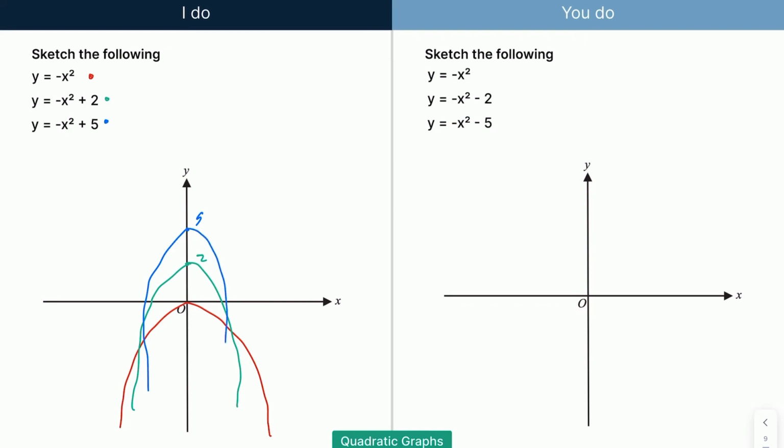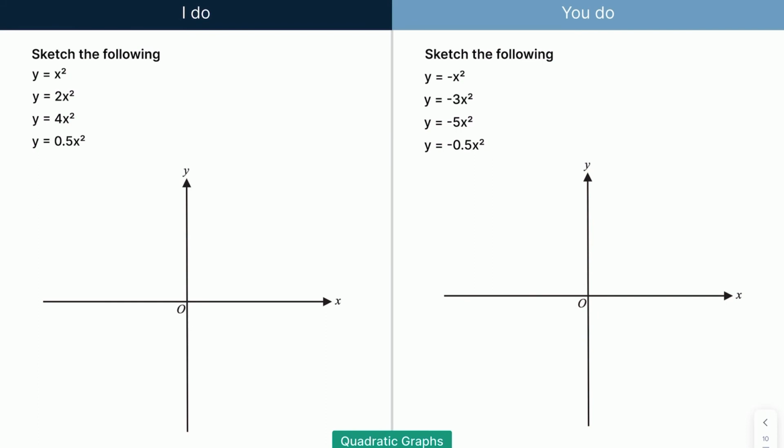That would just be something like that. Again, hopefully you have pressed pause and had a go at the example on the right. So that's that one done. It's now passing through -2. -2 would be there. And again, a good idea to label on -2 as well. And then finally, for the last one, that is passing through -5. Do that there.